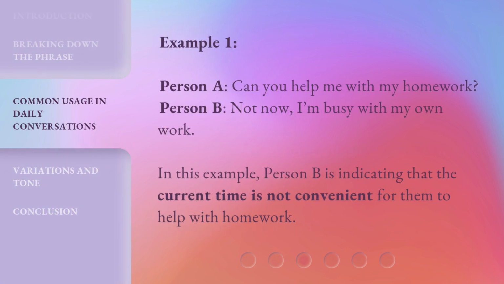Example 1. Person A: Can you help me with my homework? Person B: Not now, I'm busy with my own work. In this example, Person B is indicating that the current time is not convenient for them to help with homework.